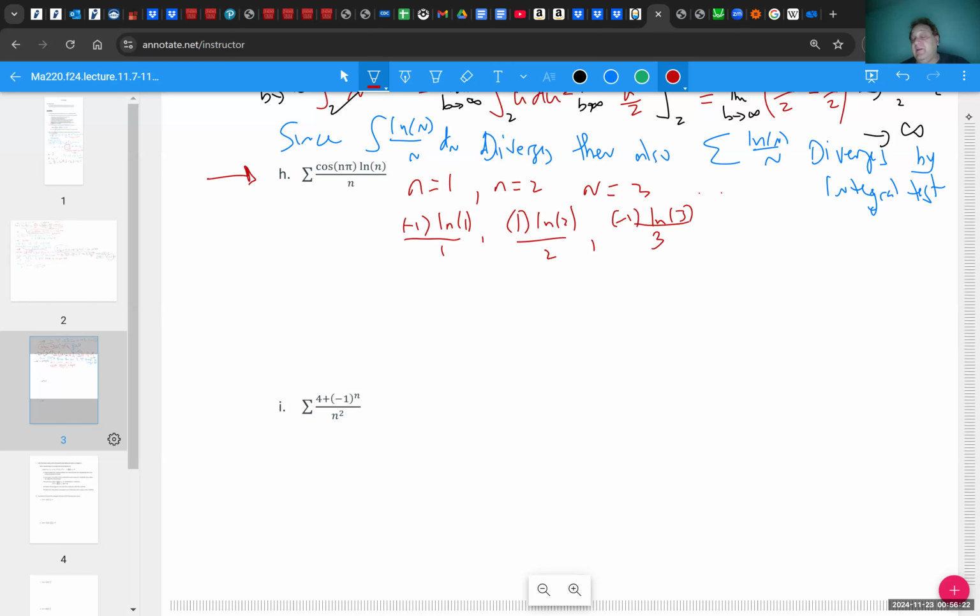This, my friends, is an alternating series, right? It switches between positives and negatives. The next one's going to be +1 again. It's going to be ln 4 over 4. It switches between positive and negative, like that. So we know it's an alternating series. Alternating series, we can use the alternating series test.